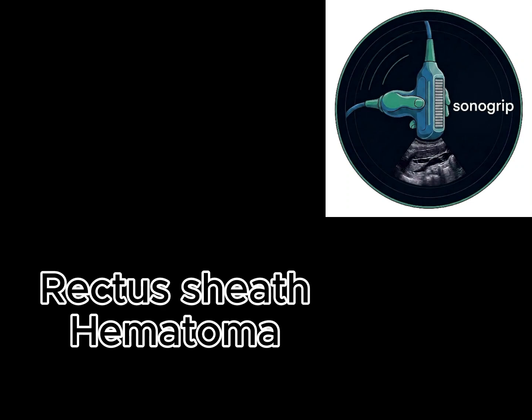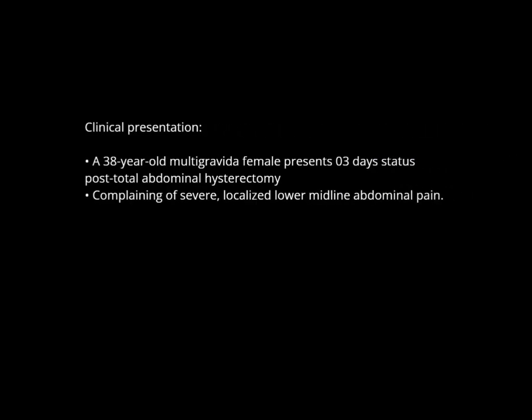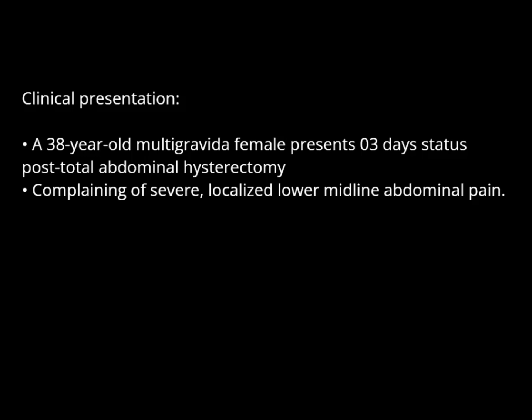Today we are evaluating a vital post-operative case study, which is Rectus Sheath Hematoma: a 38-year-old multigravida female who underwent total abdominal hysterectomy 3 days ago and is now complaining of severe localized lower midline abdominal pain. When a post-surgical patient presents with acute pelvic distress, our immediate objective is to rule out deep pelvic complications such as vaginal cuff hematomas, localized abscesses, or free intraperitoneal fluid. So let's start the scan.